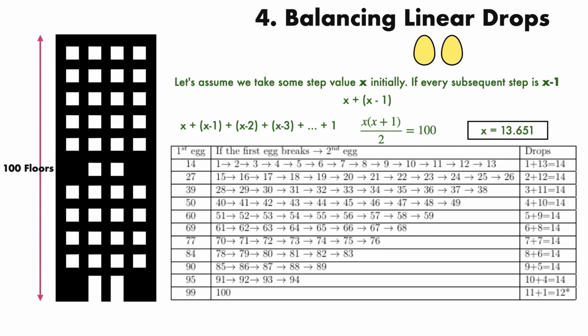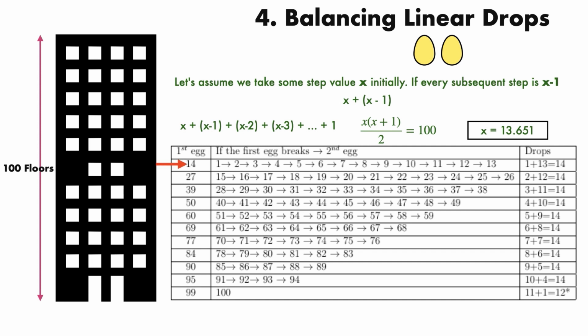This means we want to start dropping from floor 14, jump up 13 floors to drop from floor 27, jump up 12 floors to drop from floor 39, and so on. So our worst case scenario is then a drop count total of 14. Let me explain this in detail. So follow the following sequence.